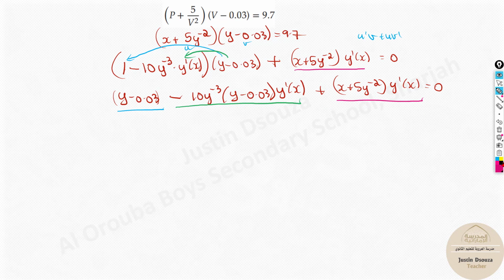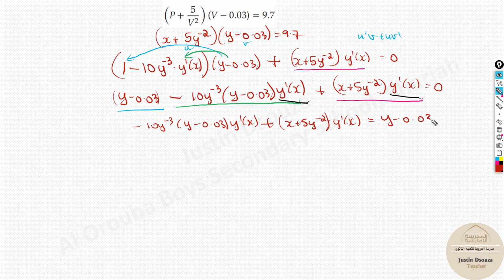Now then, we will continue it. Here we need to group y dash terms. So this is y dash and this is y dash. So only keep them together and remove all the terms to the other side. So I'll write y dash, that is minus 10y to the power minus 3 into y minus 0.03 into y dash of x, plus x plus 5y to the power minus 2, and it will be y dash of x over here. Okay, that's the second term. This first term, I'll take it to the other side, will be y minus 0.03.